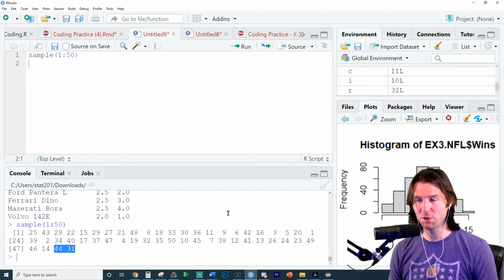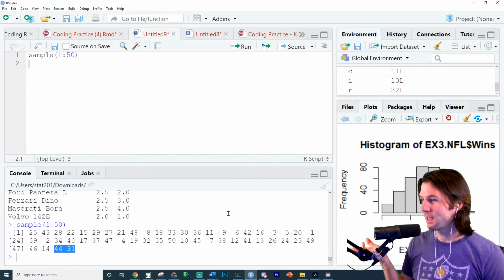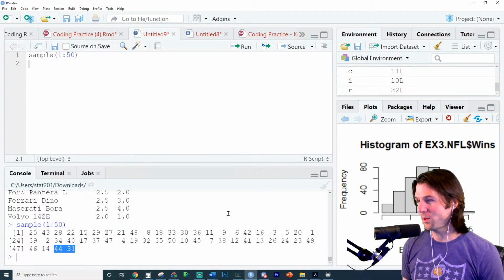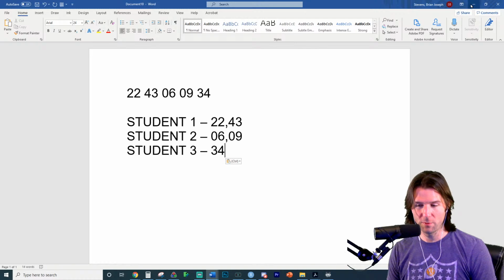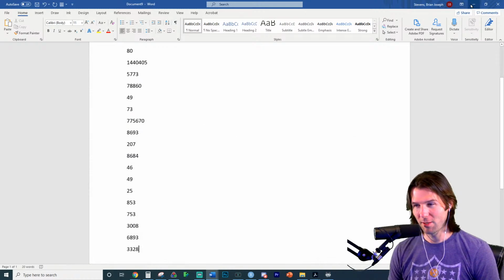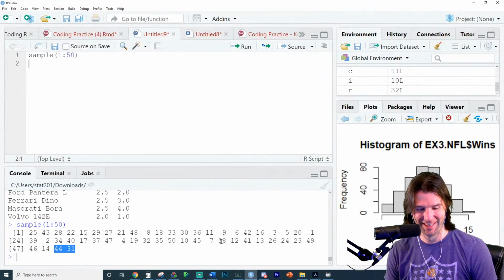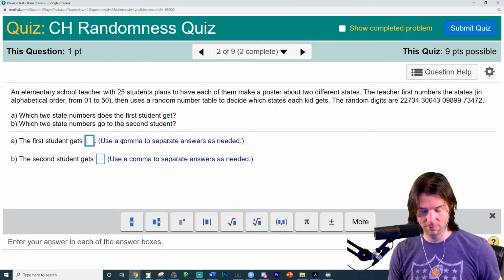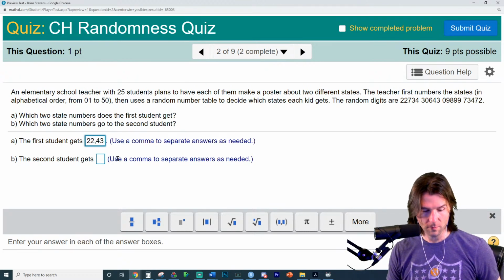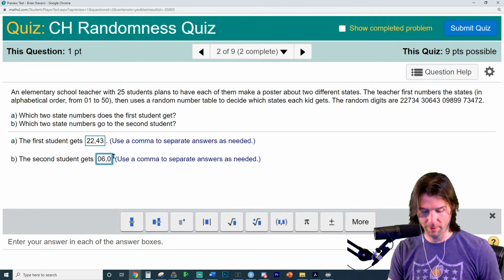But I love showing off the power of R because in seconds, you could just say, okay, the first student gets 25 and 43. And you could just do that. 22, 43, 06, 09. Coding is basically the answer. Yeah, code it. And it just makes life easier. And it's such a simple code. But if you don't know how to code, it's all right. Because then it'd be like, what the heck's the code? 06, 09. Please tell me if I make a mistake.